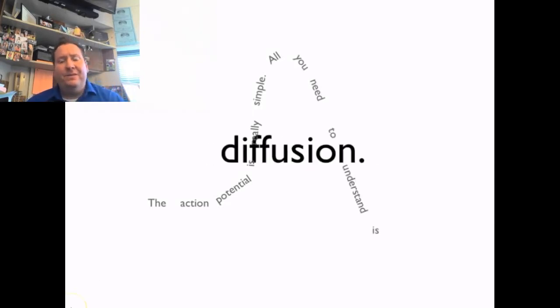So that video kind of explains the whole entire process of how this neuron is able to generate this action potential. Remember, once it reaches the end of the axon, at the axon terminal, that's where those neurotransmitters are going to be released, and then the next neuron is going to become stimulated by those particular neurotransmitters.